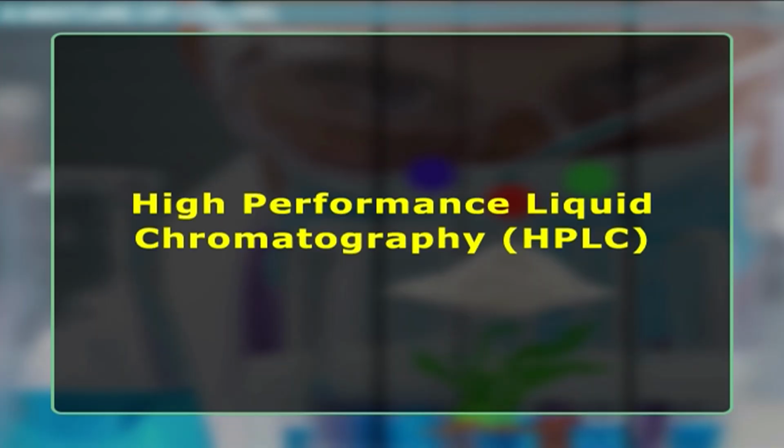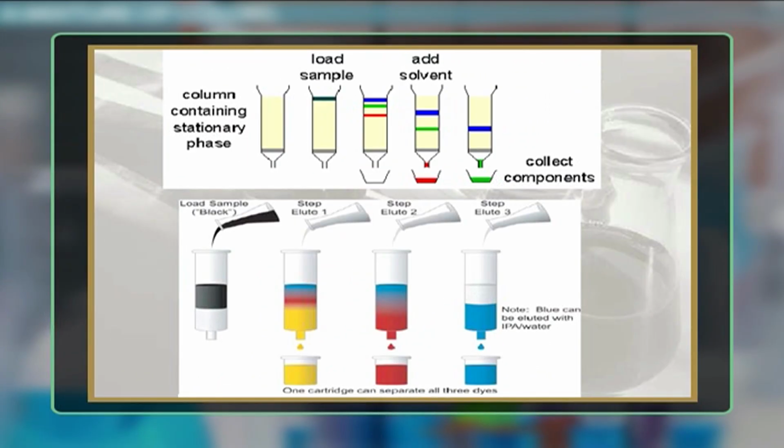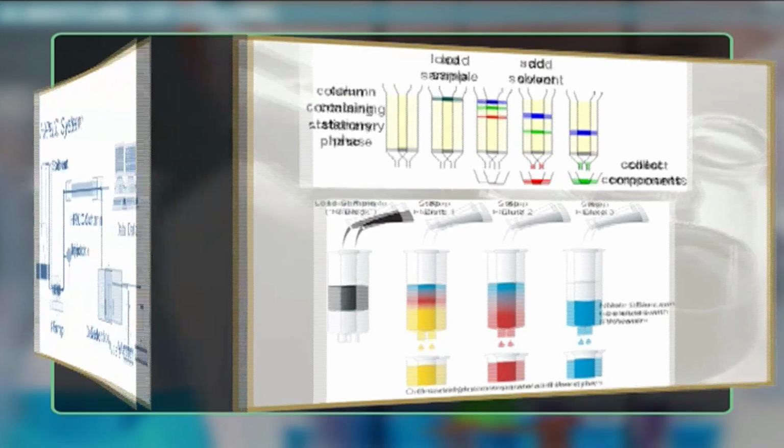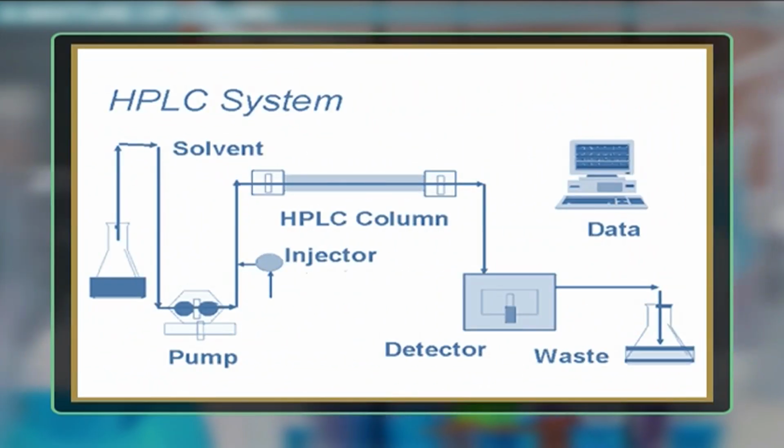Now, a brief discussion about high-performance liquid chromatography, which is also known as HPLC. High-performance liquid chromatography, HPLC, formerly referred to as high-pressure liquid chromatography, is a technique in analytical chemistry used to separate, identify, and quantify each component in a mixture. It relies on pumps to pass a pressurized liquid solvent containing the sample mixture through a column filled with a solid adsorbent material.